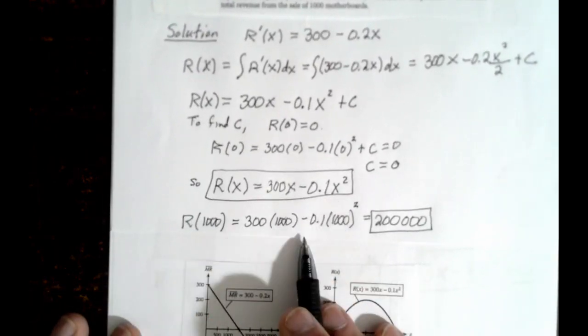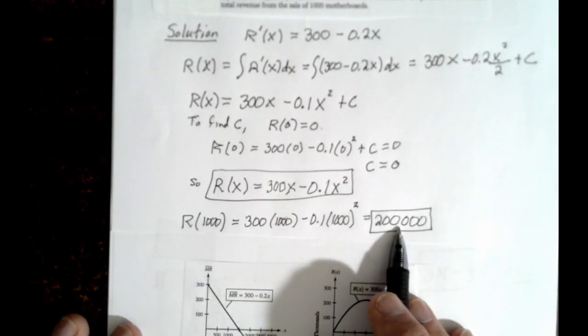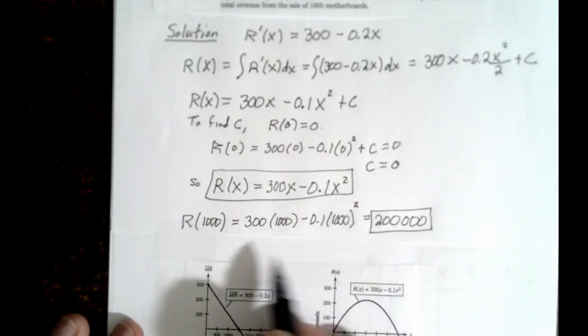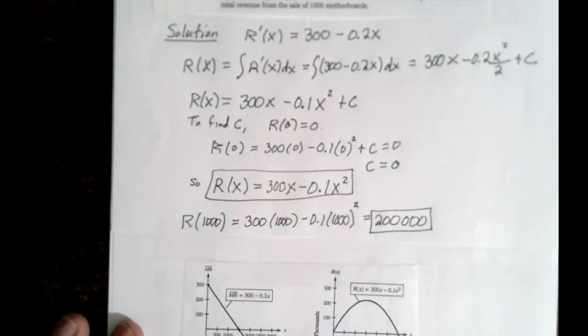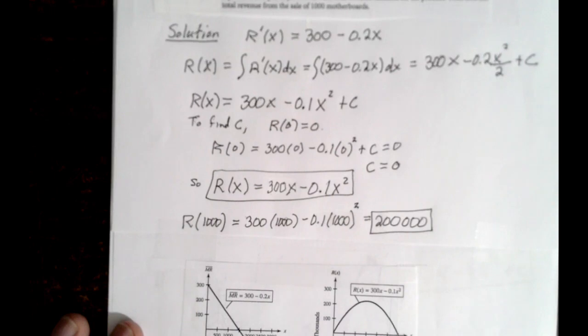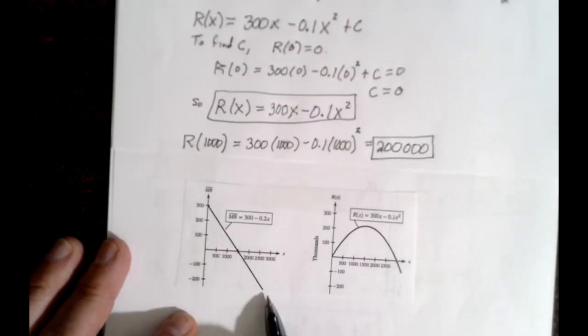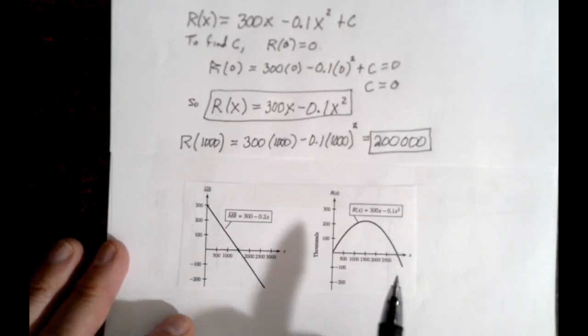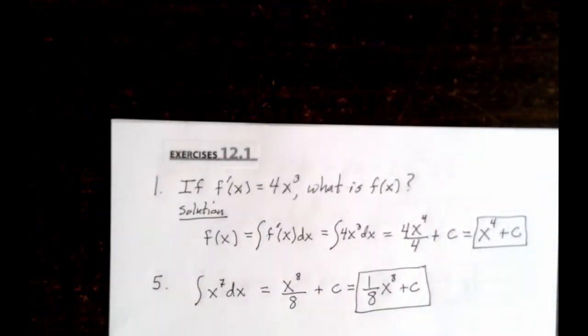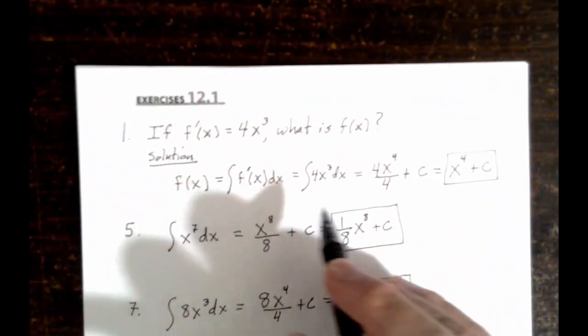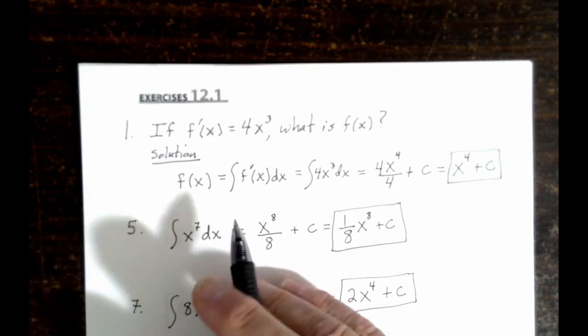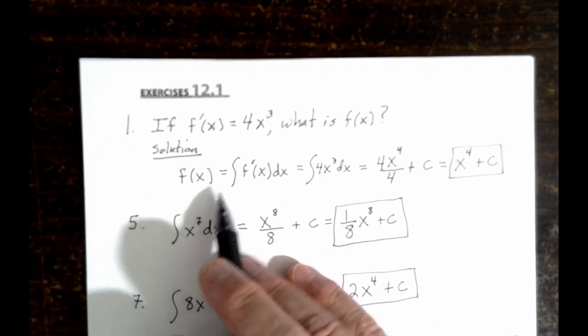And then you plug in 1,000 and you get the amount of revenue that's produced for 1,000 motherboards that the company is producing. So here's your derivative and here's your original function. So let's look at similar questions from the textbook that are similar to your WebAssign question.